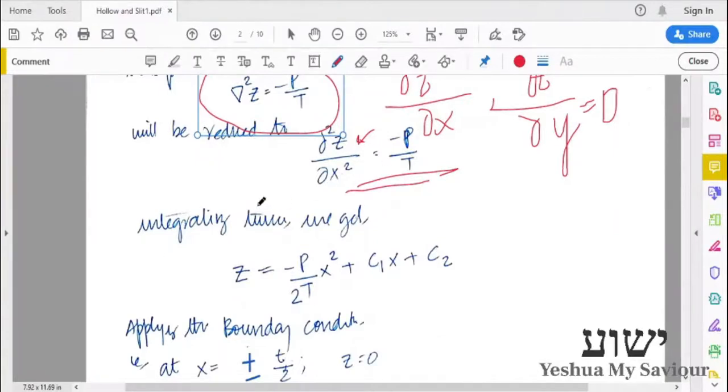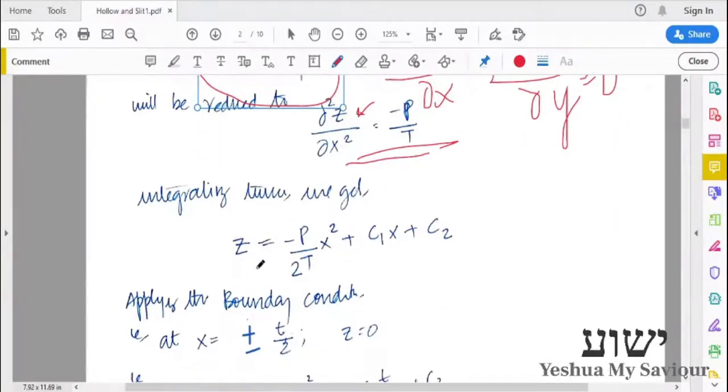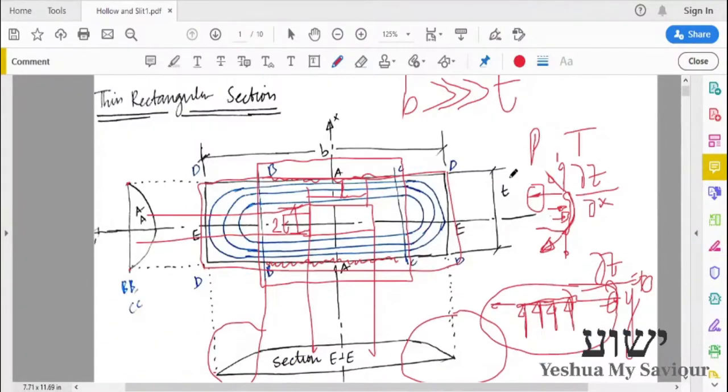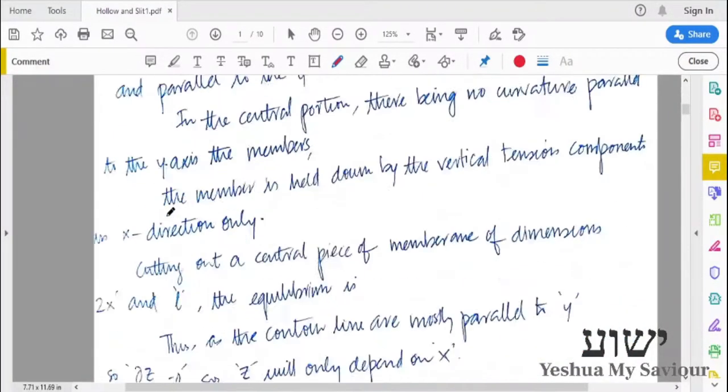Integrating this twice, we get z is equal to minus p by 2t x square plus c1x plus c2, where c1 and c2 are integration constants. To remove them, we have to apply the boundary conditions. From the above figure, the boundary is fixed at x equal to plus t by 2 and minus t by 2. So z is equal to 0.